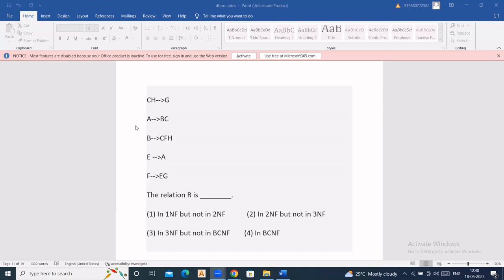No. See, you have to check one like CH. What is CH? First of all, tell me what is the candidate key of this question. To solve a normalization question, the candidate key is very important. If the candidate key is wrong, your answer is wrong. Do it properly, all of you. First of all, tell me the candidate key.